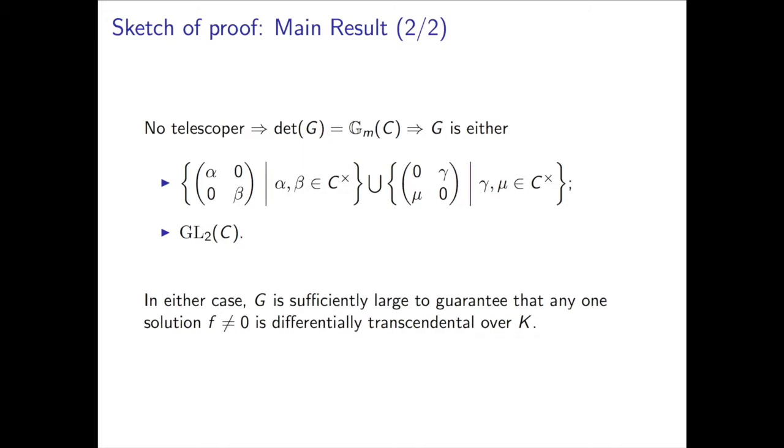And what happens is that if you rule out the first case where G is supertriangular, then knowing that the determinant is everything is enough to say that the Galois group, whatever it is, is large enough to force any non-zero solution by itself to be differentially transcendental.